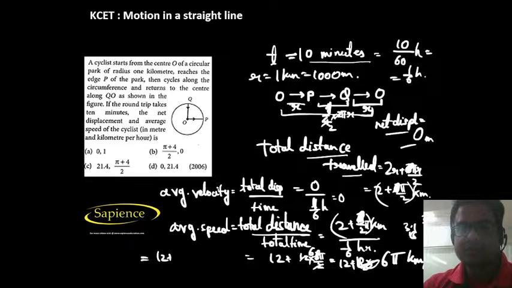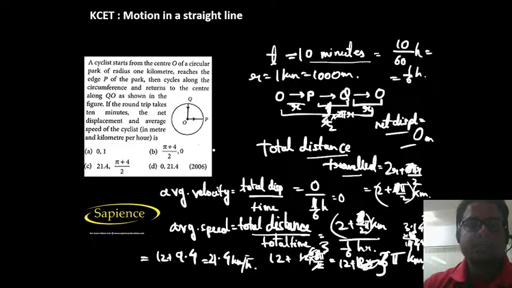3.1 into 6, that is equal to 3. 6 4s are 24, 6 1s are 6, that is 8, and 6 3s are 18, so 18. So pi by 2 into 6, that is 3 pi. So 3 3s are 9, 3 1 3 4 42, so that is approximately 9.4. So that will be approximately 21.4 kilometer per hour. So the correct answer is option D.